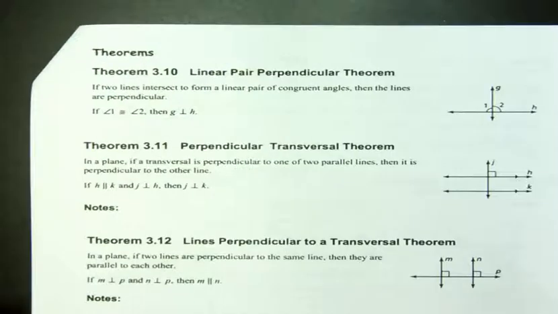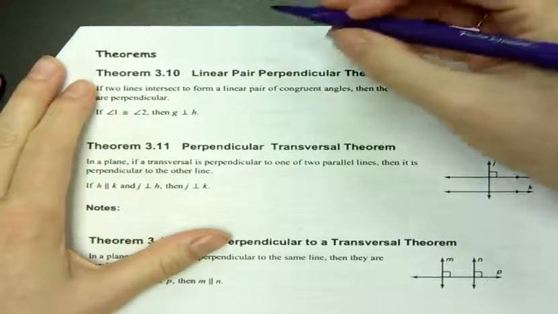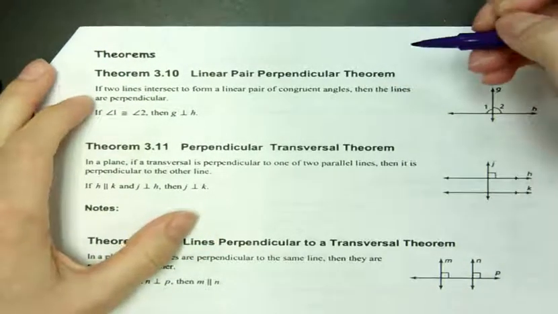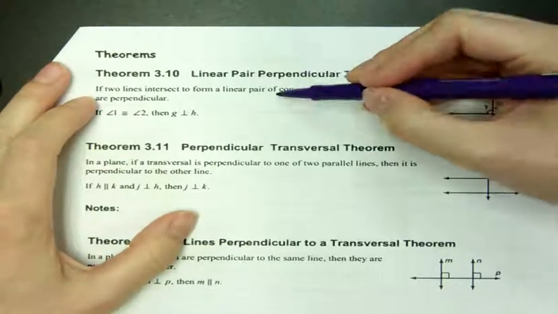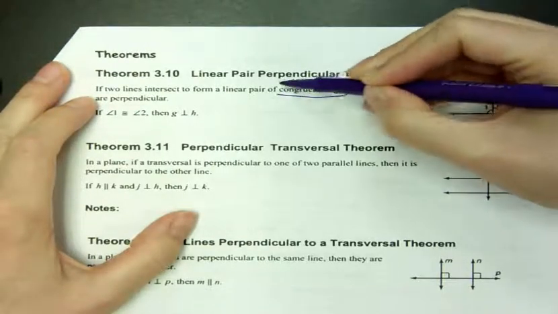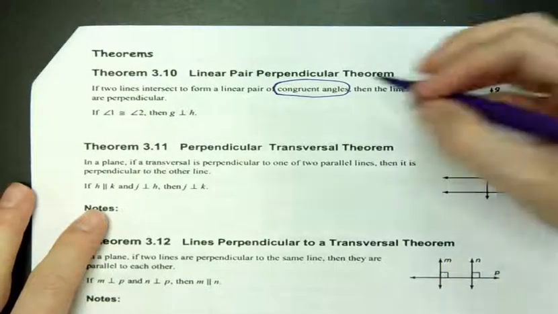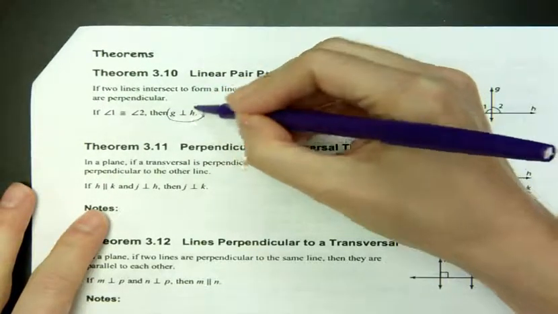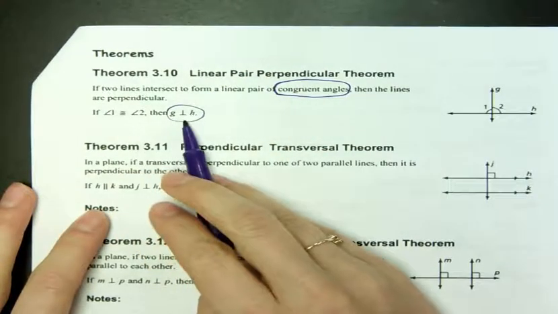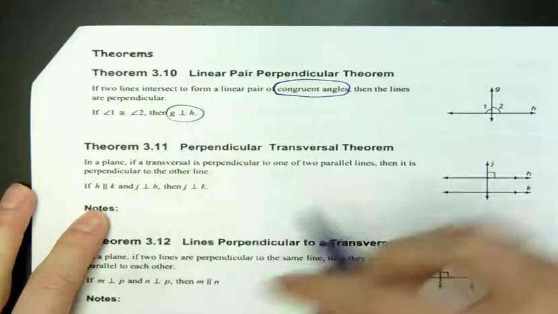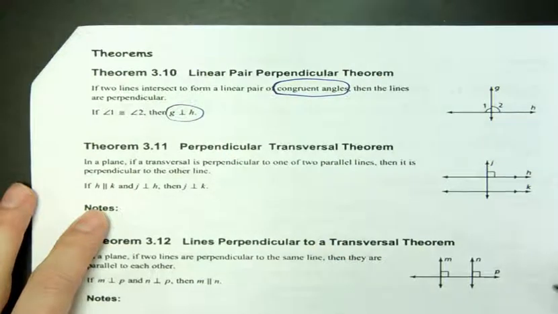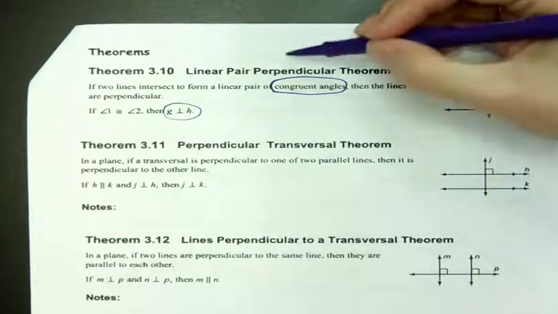So, linear pair. What do you guys remember what linear pair means? Yeah, so linear pair means they add up to 180. And so it's saying if we add up to 180 with congruent angles, what does each angle have to measure? 90, right? So if they're congruent angles, then each one, the lines are perpendicular. Do you guys remember a perpendicular symbol? If not, that's our perpendicular symbol. So that's linear pair perpendicular.